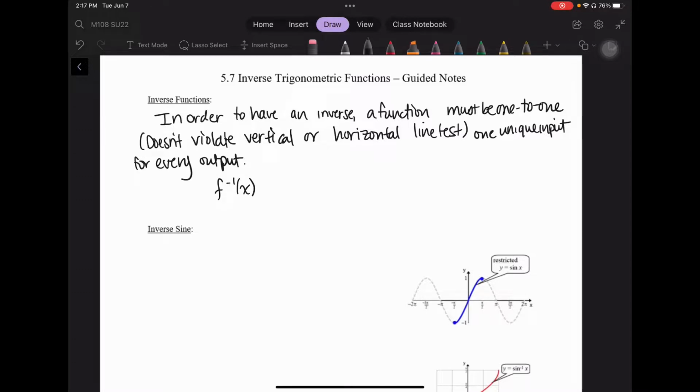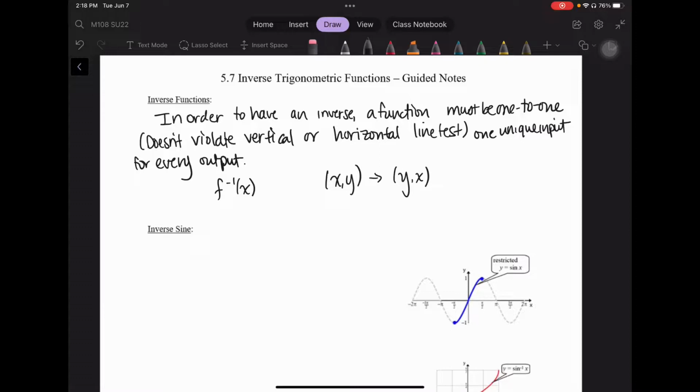Inverse notation has the function f with a little exponent of -1. It doesn't mean that you are writing this as 1 over f. It's just inverse notation. And in an inverse, the input and the output switch places. So the domain becomes the range and the range becomes the domain.